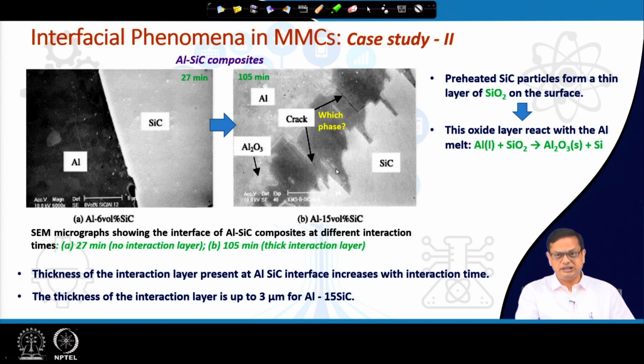And aluminum silicon carbide is a brittle phase, as you all know, and that is why you can also see the presence of cracks. During solidification there will be residual stress generation, and that residual stress will lead to crack formation in this brittle phase. So, obviously, this kind of phase formation is not wanted, not welcome.